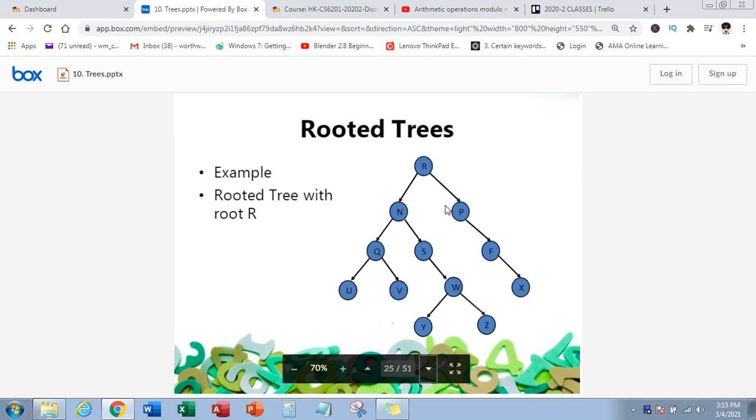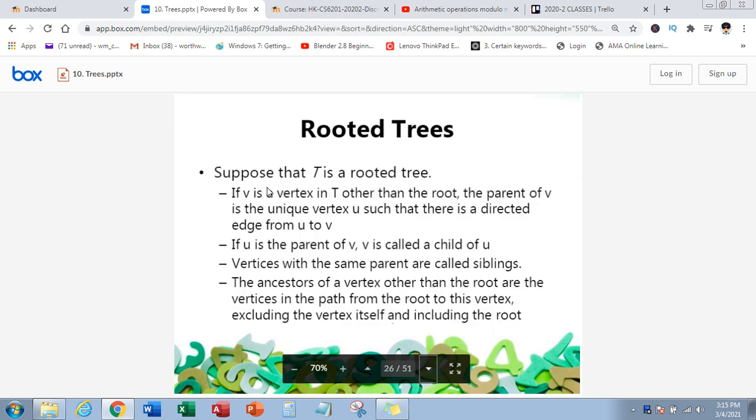Okay, so I mean yung 1 is not 1 but 2. Okay, at least two edges coming from the vertex. Okay, suppose that T is a rooted tree. If V is a vertex of T other than the root, the parent of V is the unique vertex U such that there is a directed edge from U to V. So if U is the parent of V, V is called the child of U.